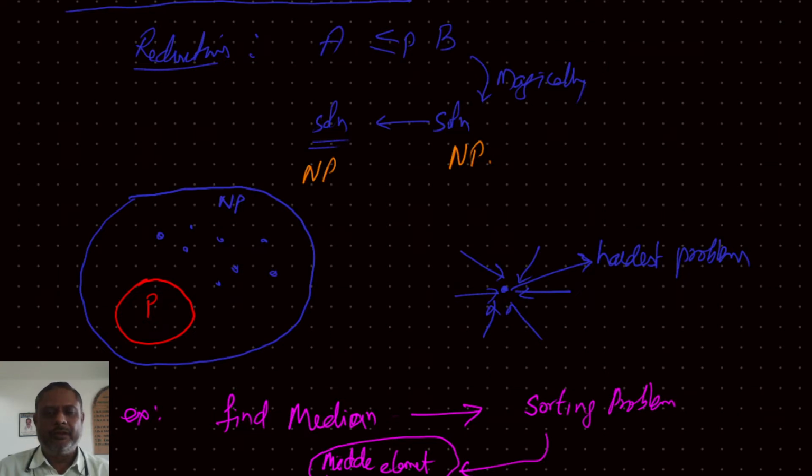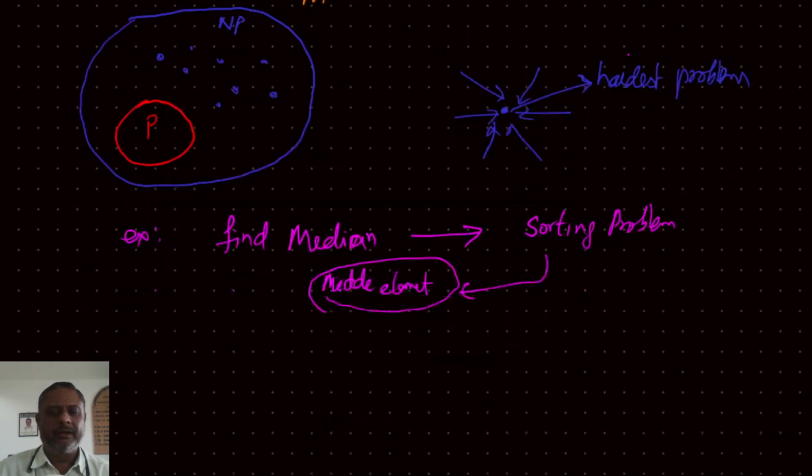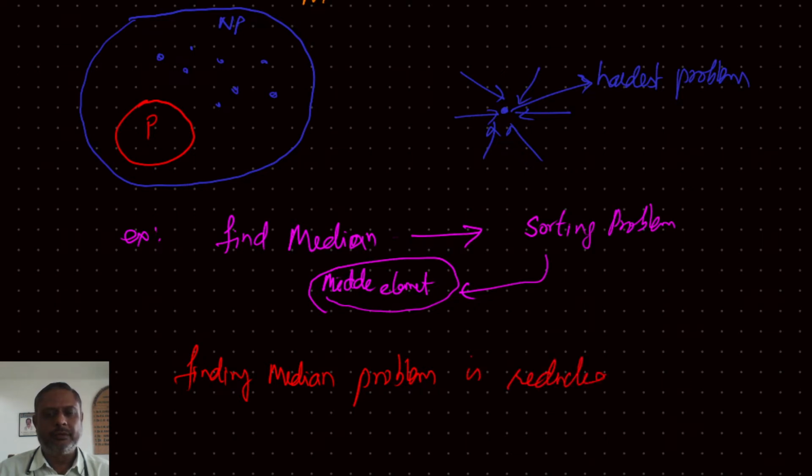So when you say this conversion, when you say this reduction, we can claim that the finding median problem is reduced to the sorting problem.